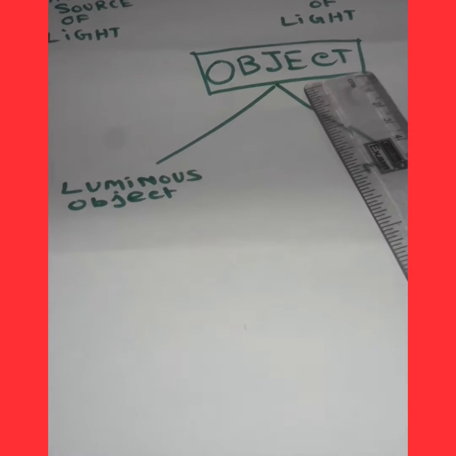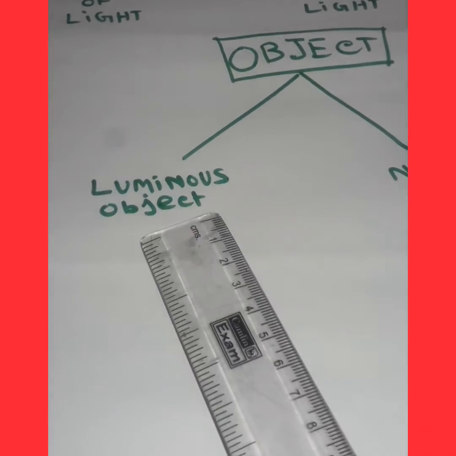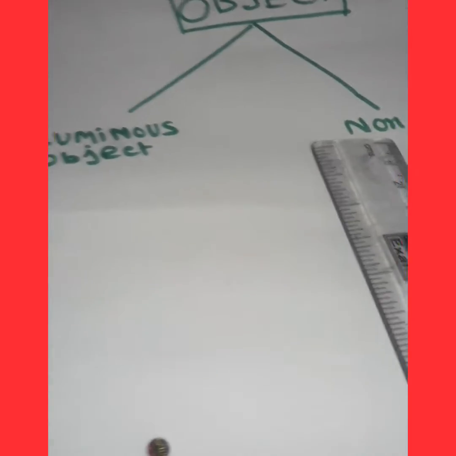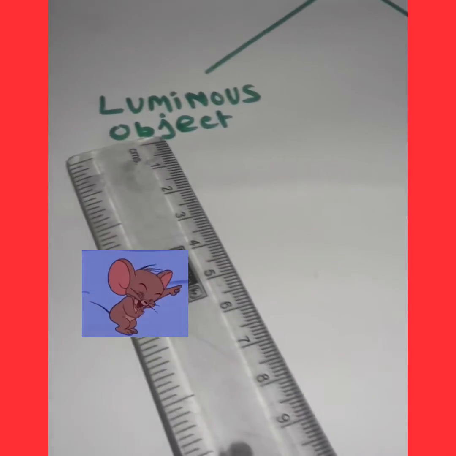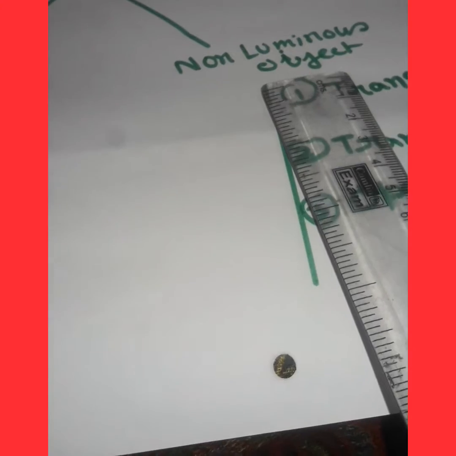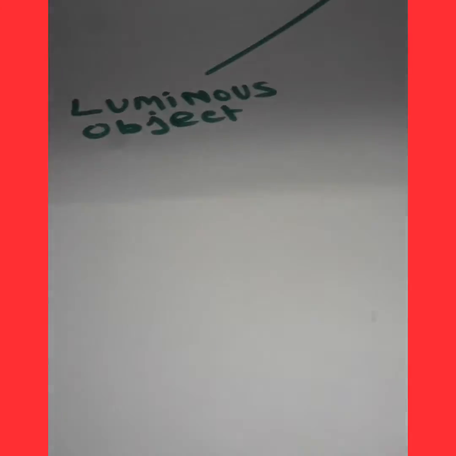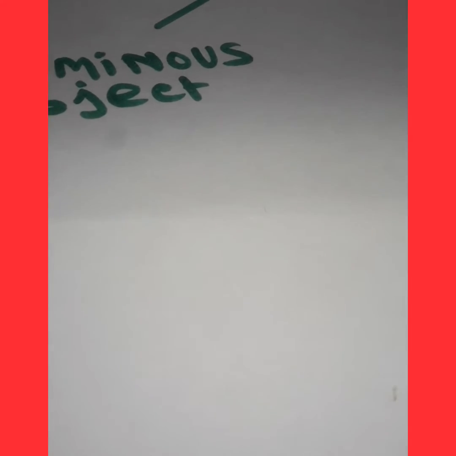Now we discuss about object. Object has two types: luminous object and non-luminous object. Okay, so what is the luminous object? All objects that emit their own light are called luminous object. Example: sun.